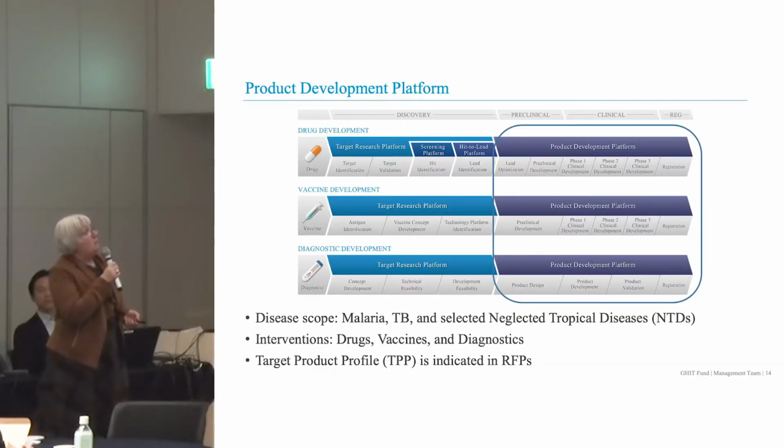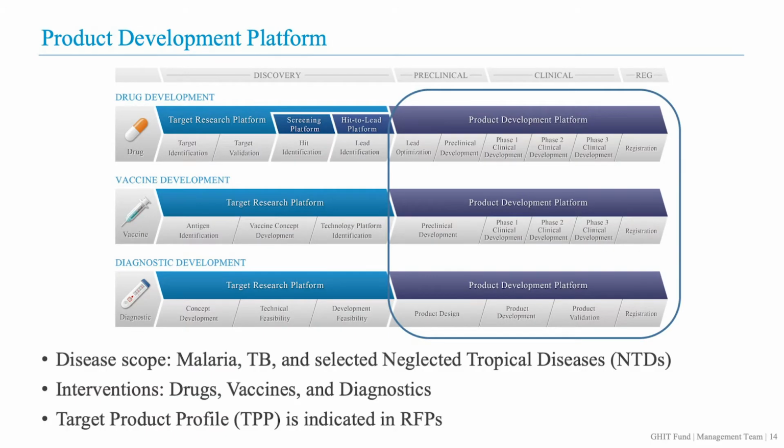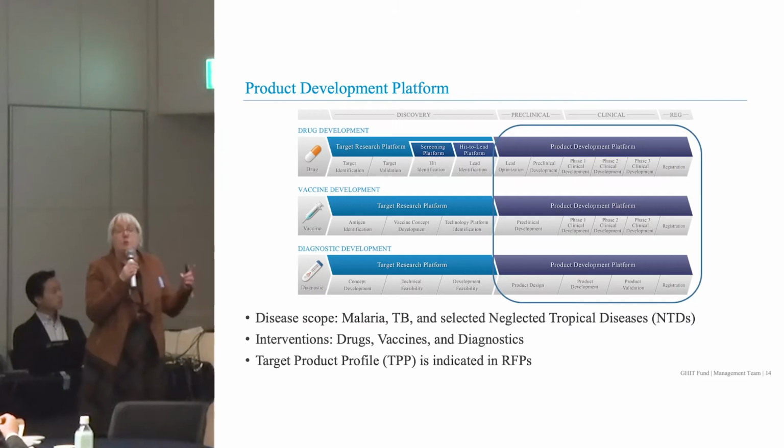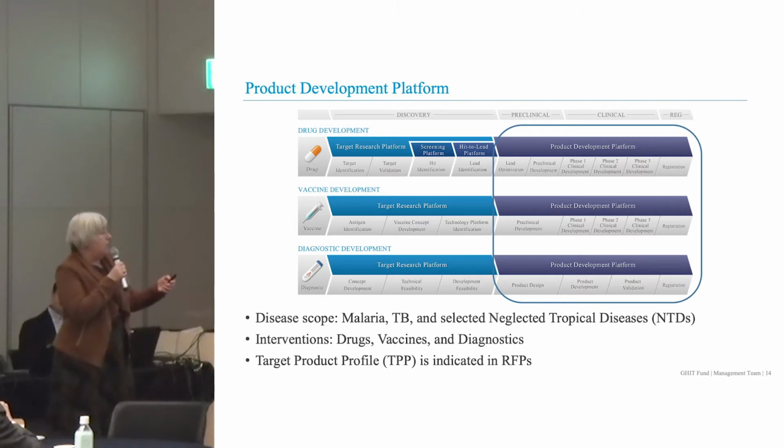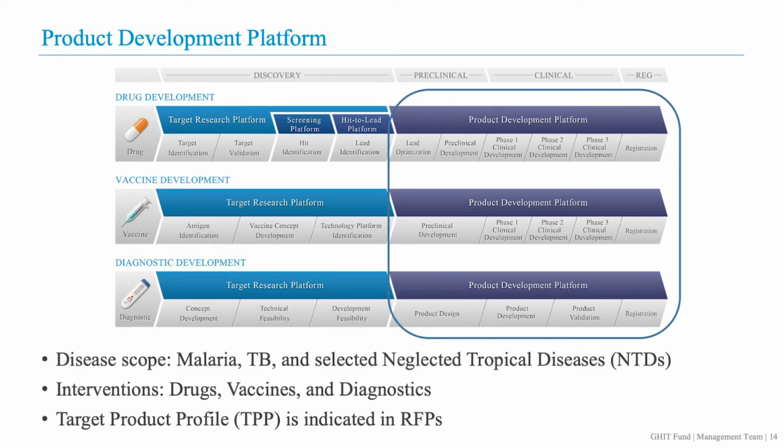The product development platform leads on after the TRP, and many projects will actually graduate from one to another. Now, that doesn't mean you have to think about it in your TRP application, but what would happen is you would come in again for a product development proposal. And again, at the bottom here, you can see the scope and the interventions that we're going to cover.